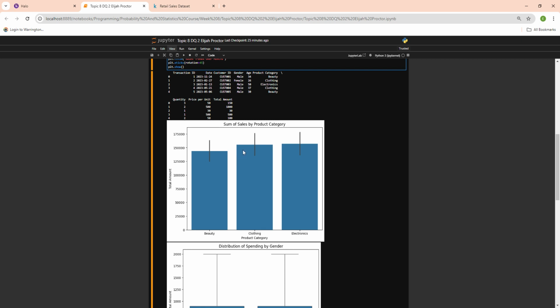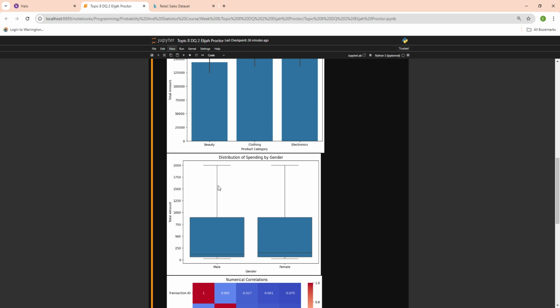So this is our bar plot that shows which category has the highest sales. And this shows that electronics generates the most revenue, followed by clothing and beauty. And this tells us which product brings the most money in.